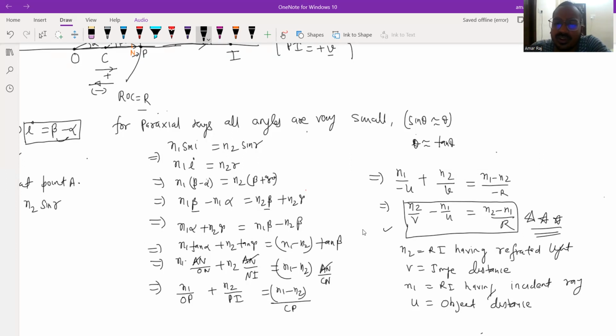Whenever we apply this formula in a question, sign convention should be taken properly. We have taken the sign convention that the direction of the incident ray is plus, and the direction opposite to the incident ray is minus. So this is the formula, called the formula of refraction through a curved surface.